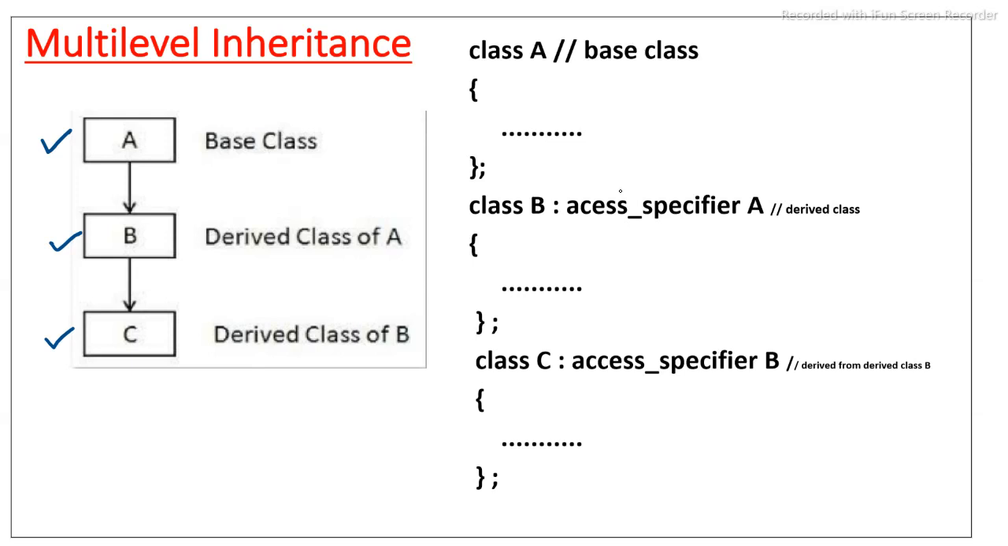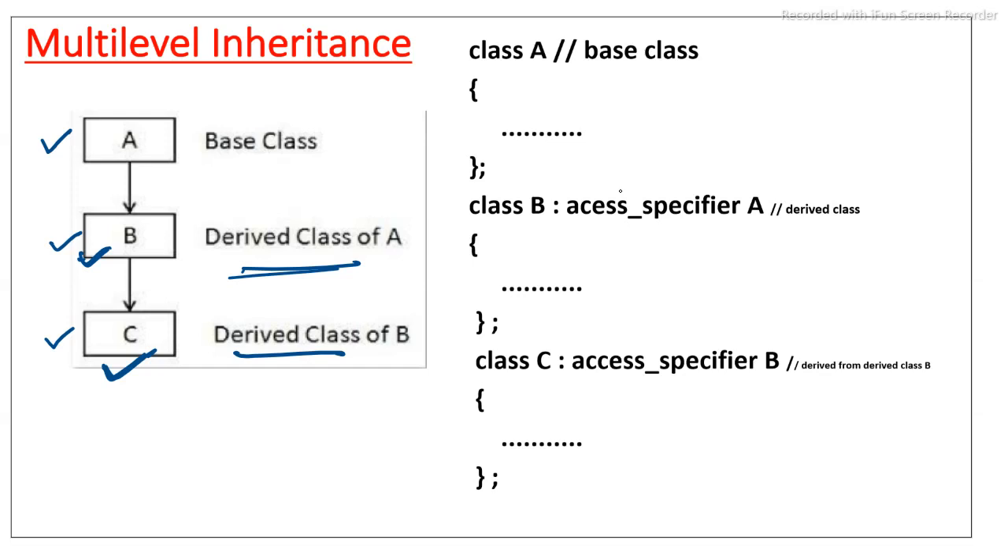So if we discuss the definition for this inheritance, it is a type of inheritance where a derived class is created from another derived class. So here derived class C is created from another derived class B. So this is the definition for multi-level inheritance.